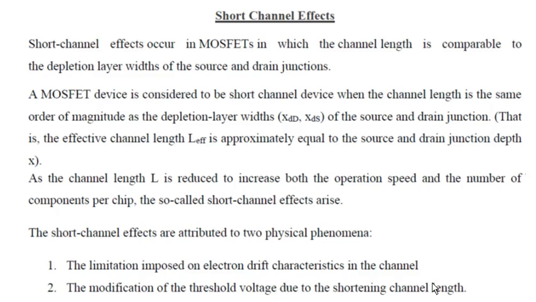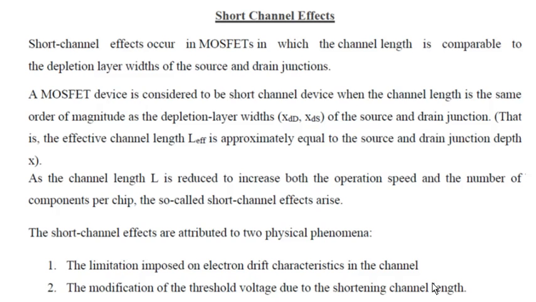MOSFET speed of operation will increase, but at the same time, it will introduce some non-ideal characteristics, and that effect is called short channel effects or secondary order effects. In the secondary order effect, we are reducing the channel length comparable to the depletion layer width of the source and drain junction. So it will induce some non-ideal characteristics to this MOSFET, and that is called short channel effects or secondary order effects.